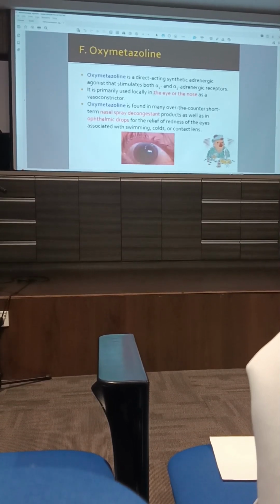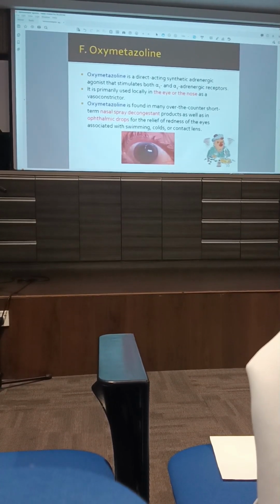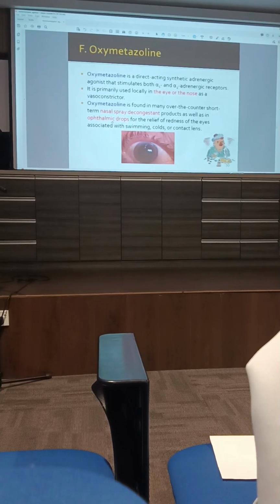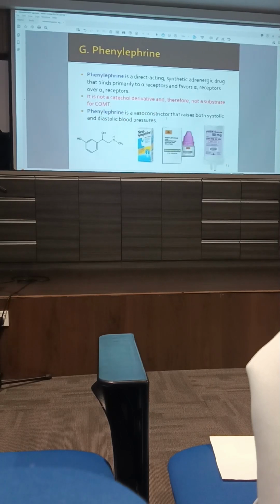So oxymetazoline stimulates both alpha-1 and alpha-2. It is used locally in the eye or the nose. And they're normally given in a nasal spray decongestant or ophthalmic drops. Next, phenylephrine.